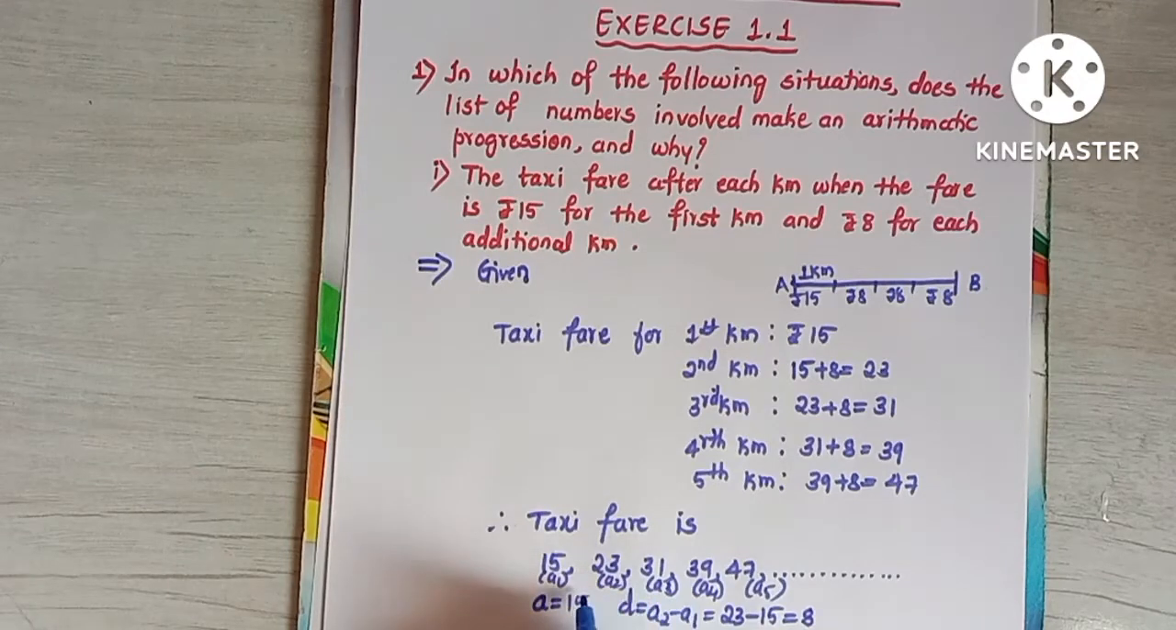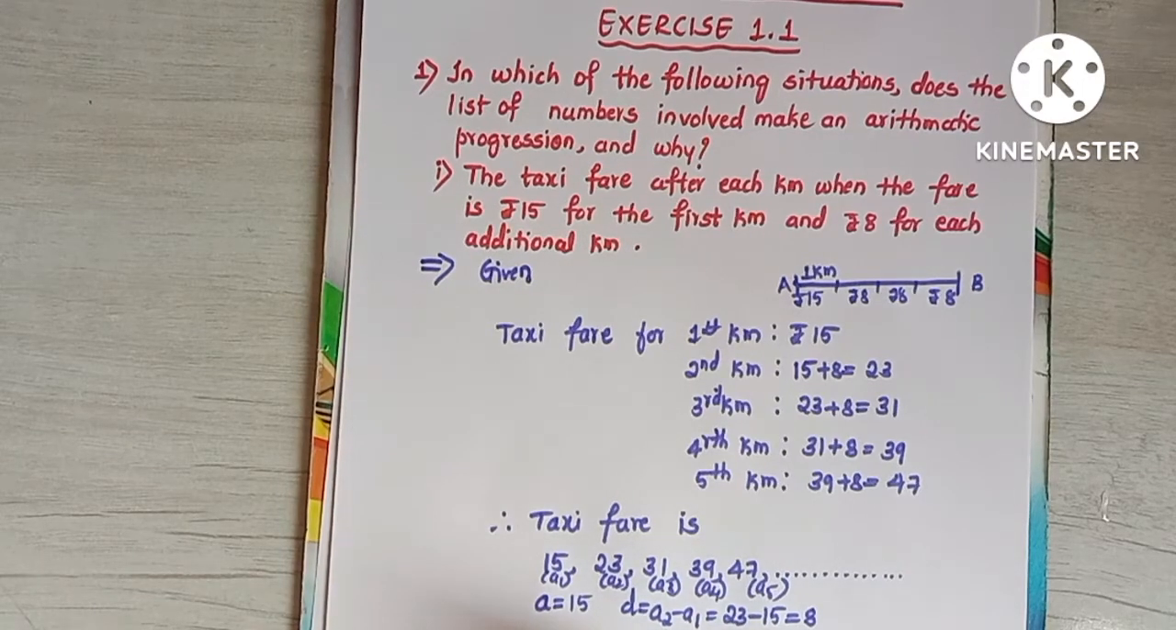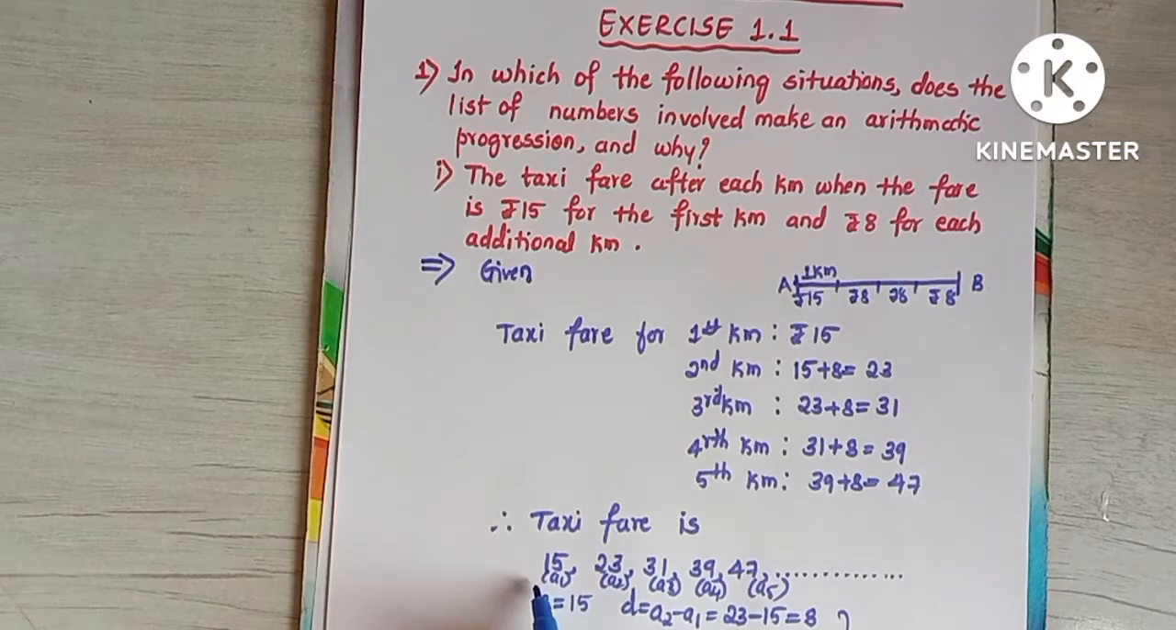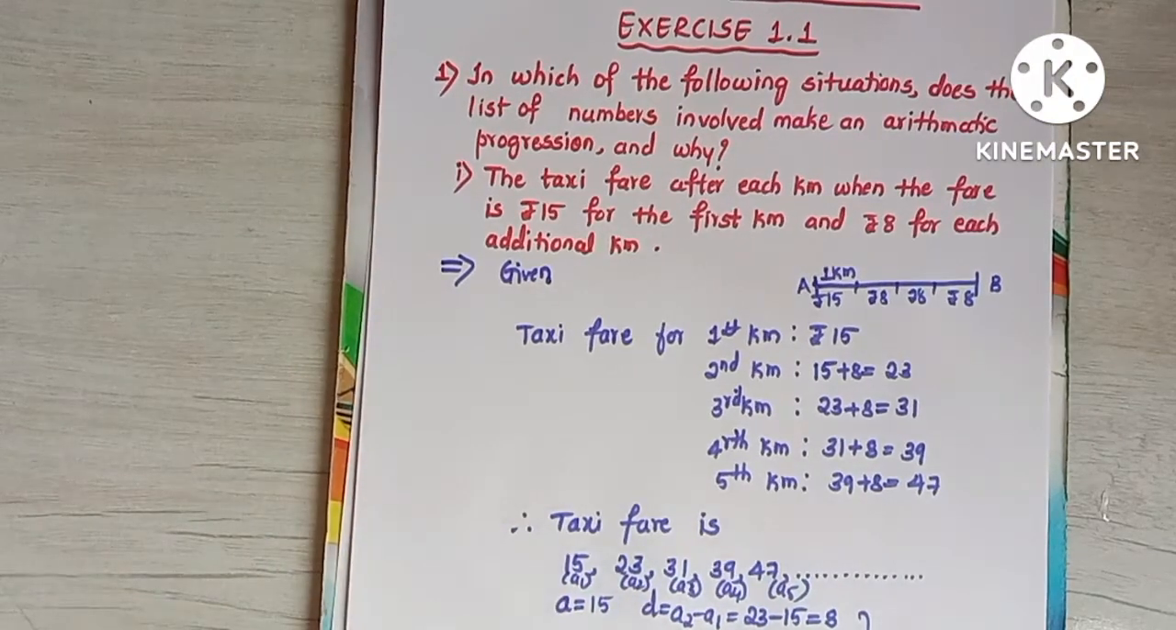Next, again the common difference is a3 minus a2, which is equal to, what is a3? 31 minus 23. So 31 minus 23 is again 8. Next, the common difference is a4 minus a3. What is a4? 39 minus 31. It is again 8, which is equal to d. So the common difference is the same. Therefore, the given series forms an arithmetic progression.